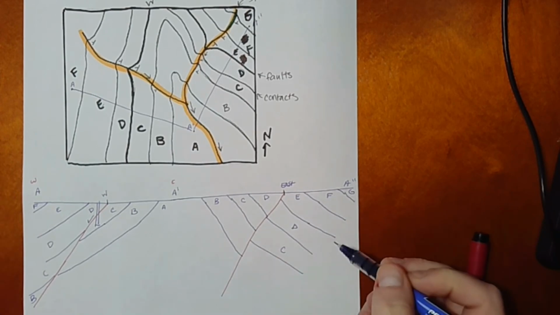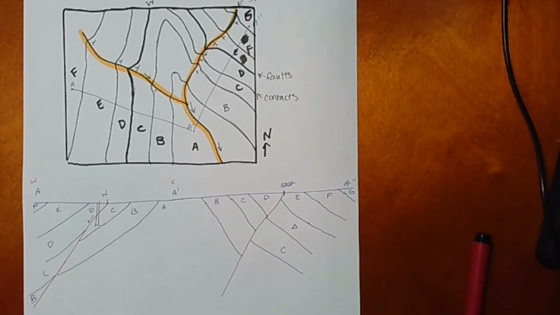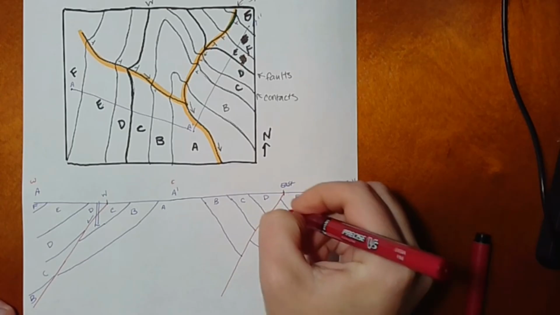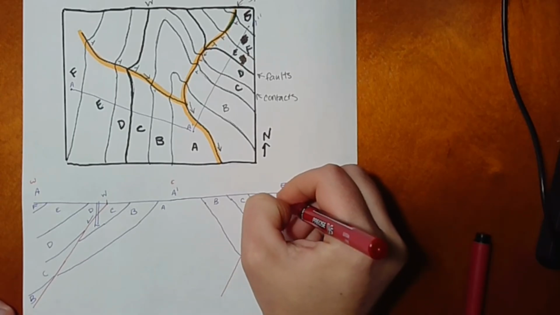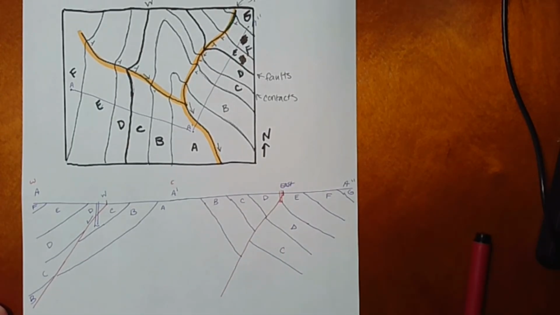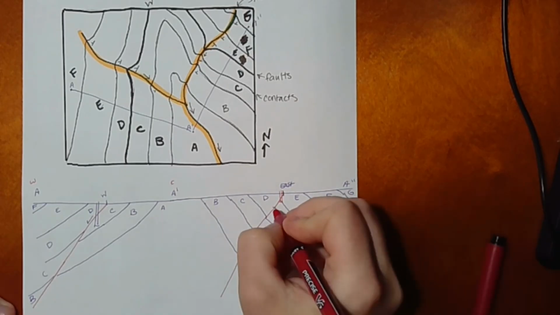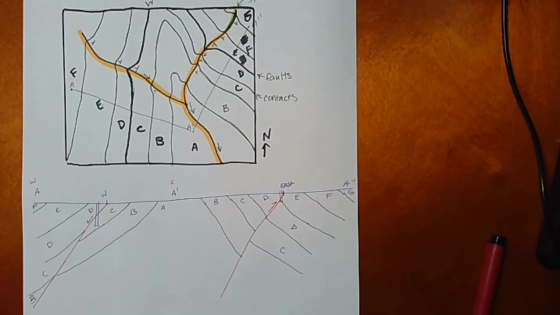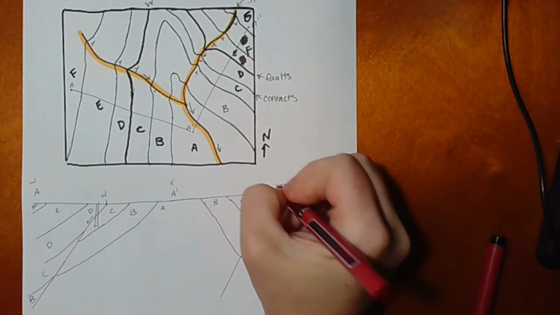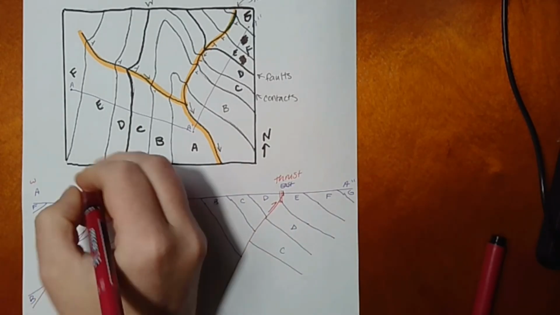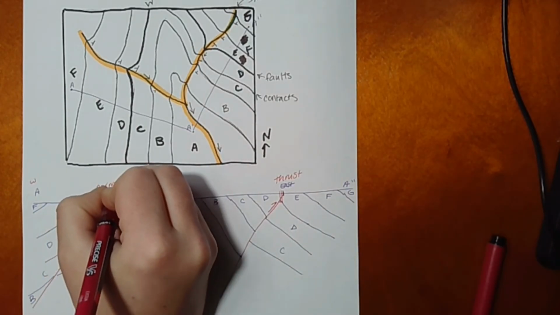Okay, so in this fault situation, I have unit D, which is older, on top of unit E, which is younger. If I put a little drill core right here, I would hit older rock and then I would hit younger rock. And so that tells me that this feature is a thrust fault. So my eastern fault is a thrust and my western fault was a normal fault.